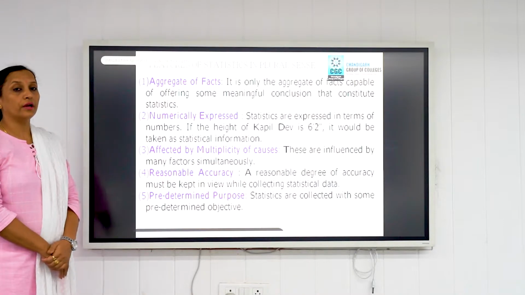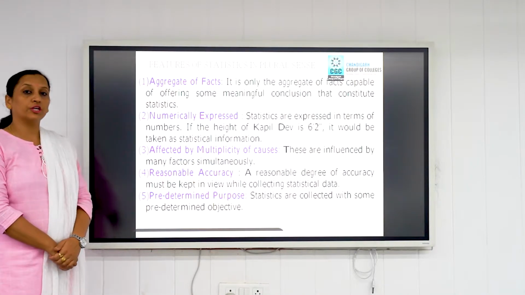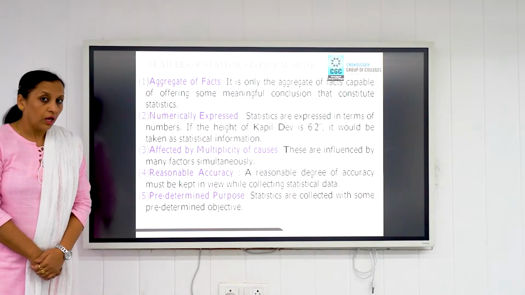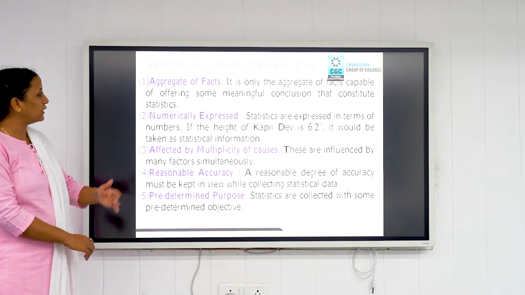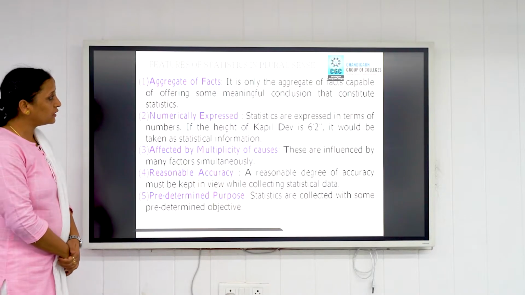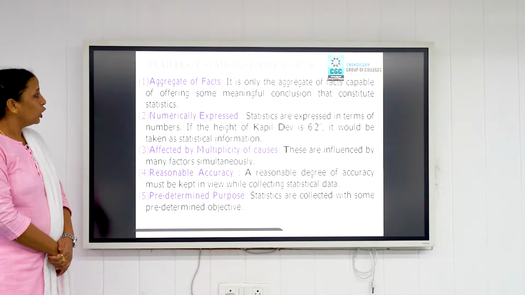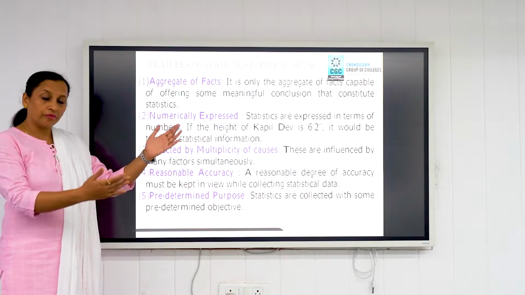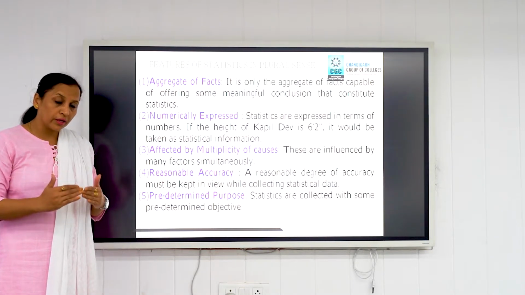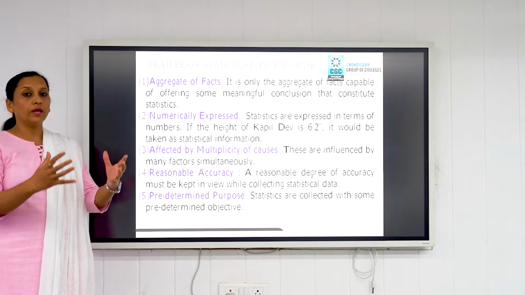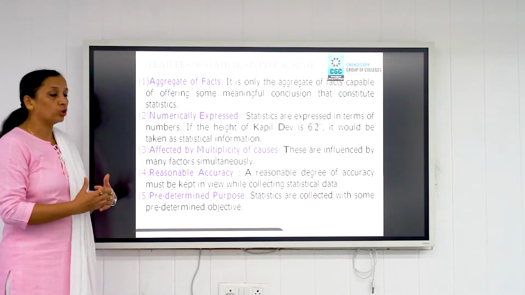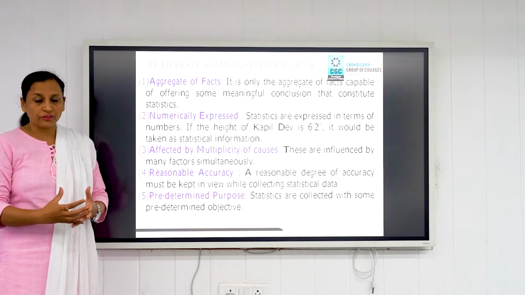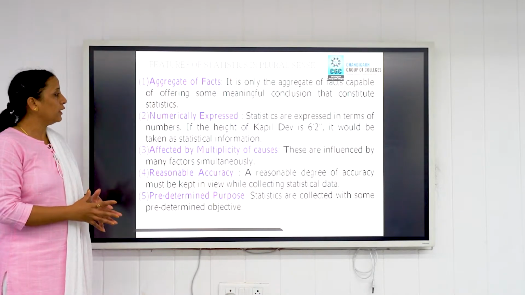Now come to the features of statistics in the plural sense. There are many features. The first one is the aggregate of facts. What does it mean? When we collect the data in numerical form, our data should be an aggregate. It cannot be a single number. There should be many numbers, numerically expressed.